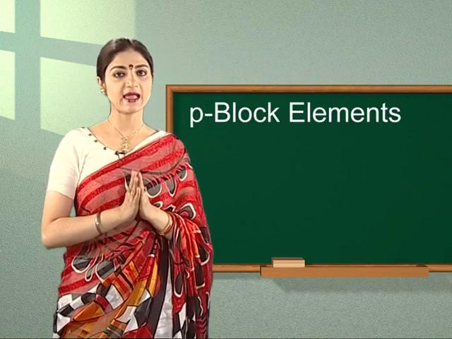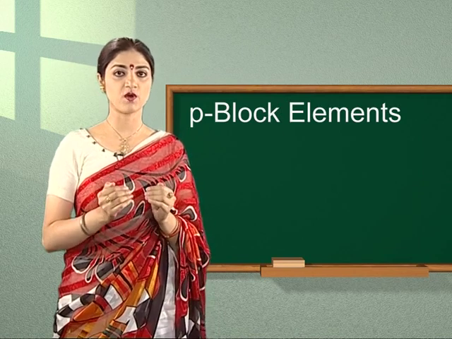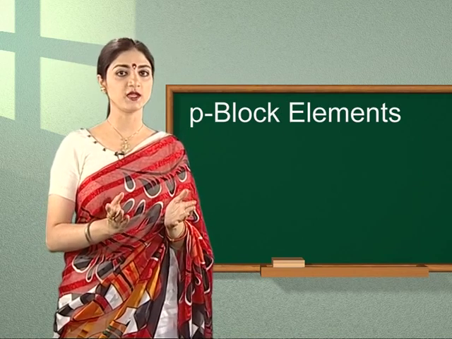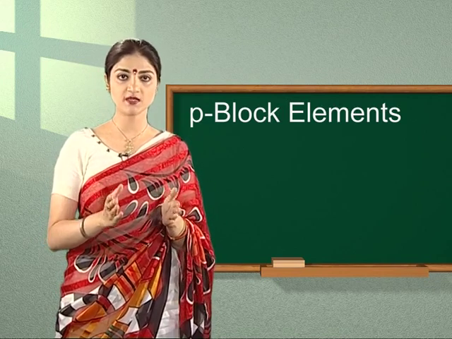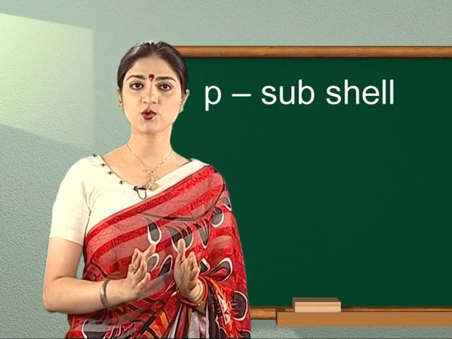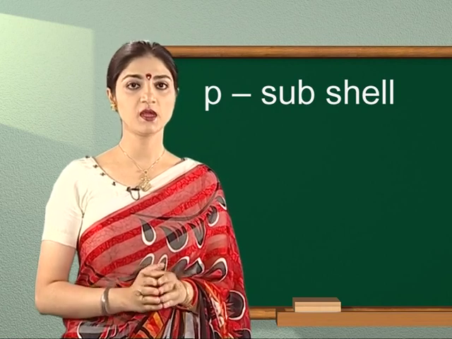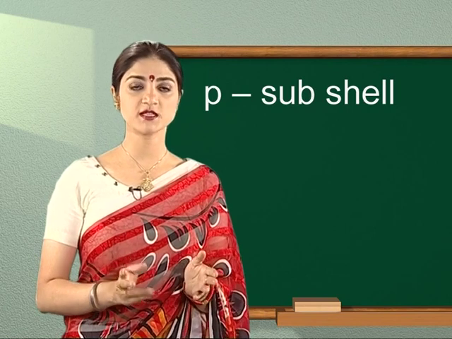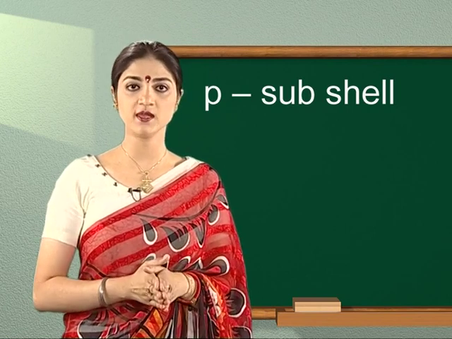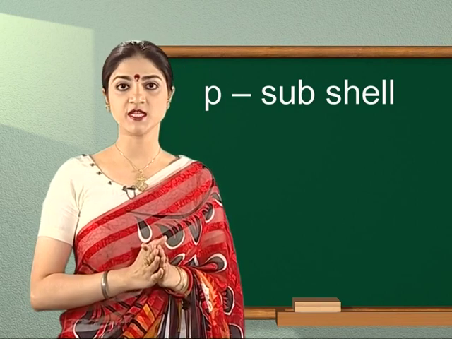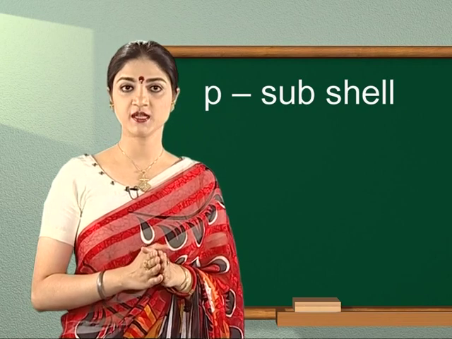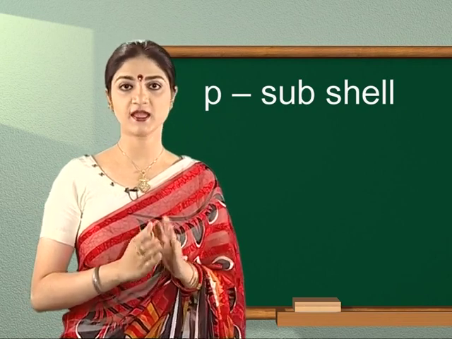We will now learn about the p block elements. Elements in which the last electron enters any one of the 3 p orbitals of their respective outermost shells are called p block elements. Since a p subshell has 3 degenerate p orbitals, each one of which can accommodate 2 electrons, in all there are 6 groups of p block elements. These are 13, 14, 15, 16, 17 and 18.